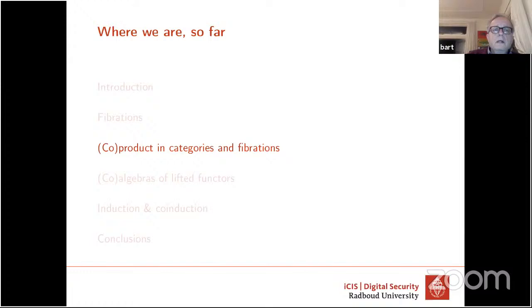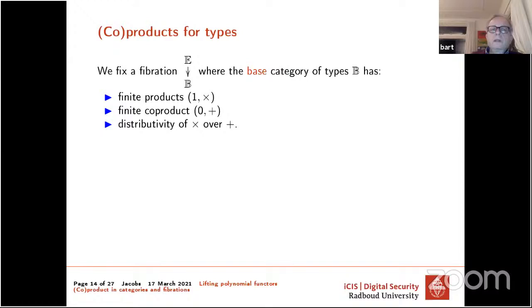Okay, now let's look at some structure in these categories and also in the fibrations that we're using. Actually, we'll fix a fibration now, and I'll build up the assumptions that I'll use in this talk. The first one is that the base category has finite coproducts, and there's a distributivity requirement. I will not go into the distributivity requirement, but you need it at some stage if you want to move things into the world of relations. But that's for people who want to look at the details at some stage.